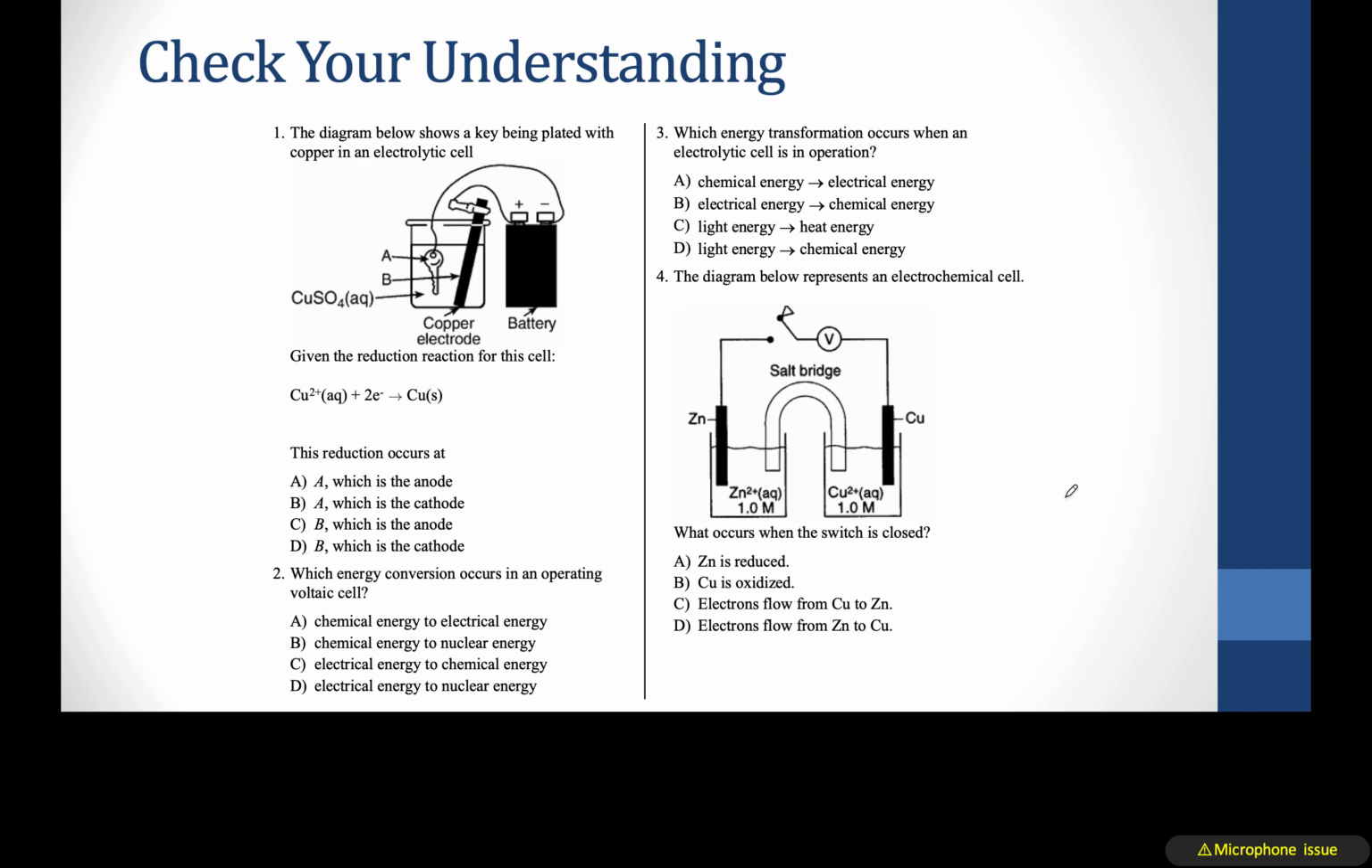Okay, so number 1, we got a diagram, shows a key being plated with copper in an electrolytic cell. Yep, definitely electrolytic, it told us, but right, how do we know? We see the battery, okay? Given the reduction reaction for this cell, so it's telling us the copper is being reduced, right, gaining electrons. This reduction occurs at, let's see, okay, we have A and B.